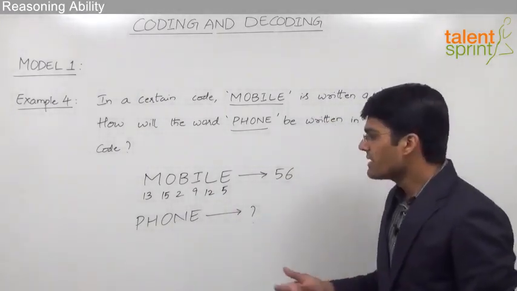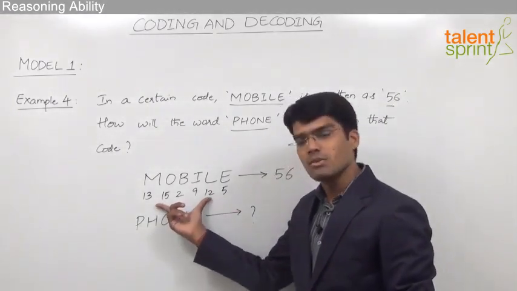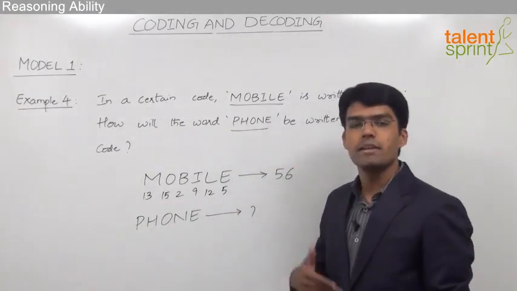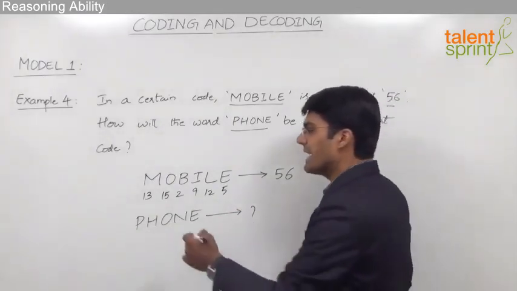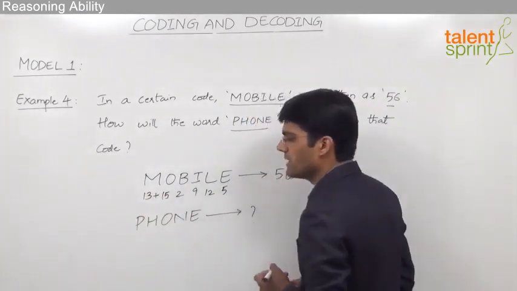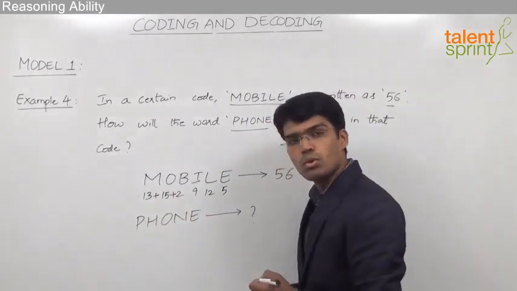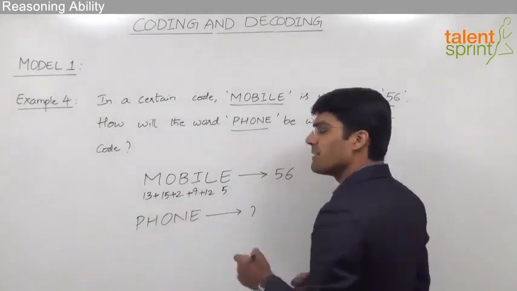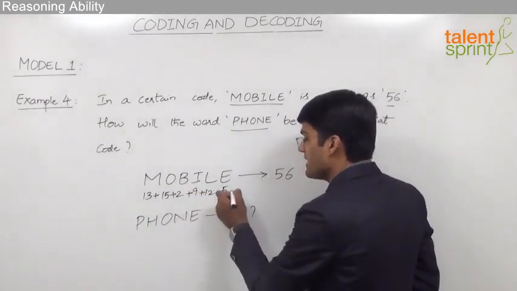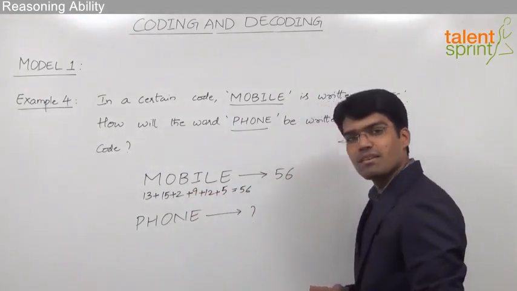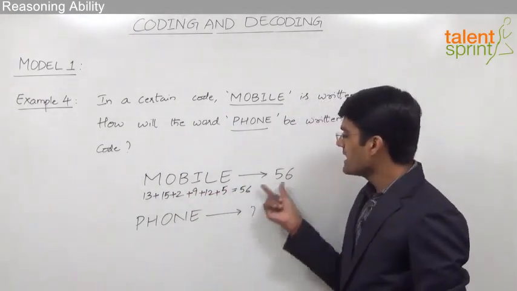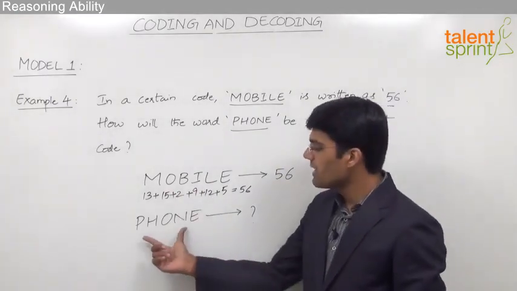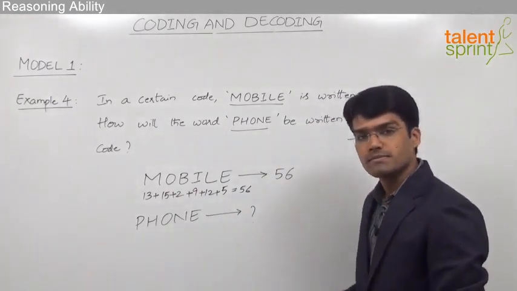Let us just check with the sum of these positions. If the sum comes out to be 56, then the logic is very clear. If it is not 56, then we need to go with something else. So by adding these positions, that is 13 plus 15 is 28, plus 2 is 30, plus 9, 39, plus 12, 51, and plus 5 is equal to 56. So we are now able to say that the logic here is nothing but sum of the positions. So same thing needs to be done for the word phone to get the answer.